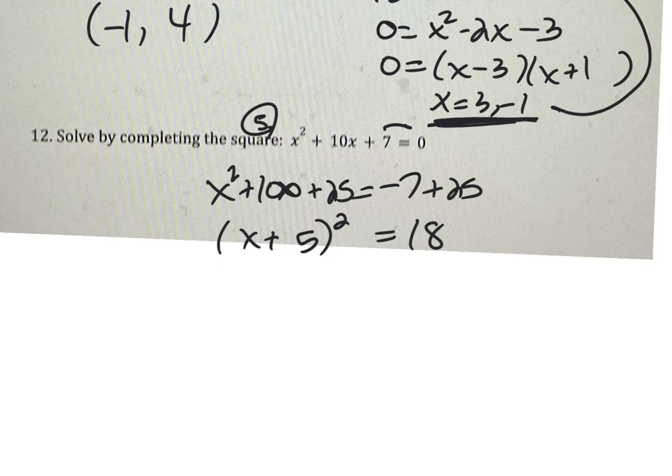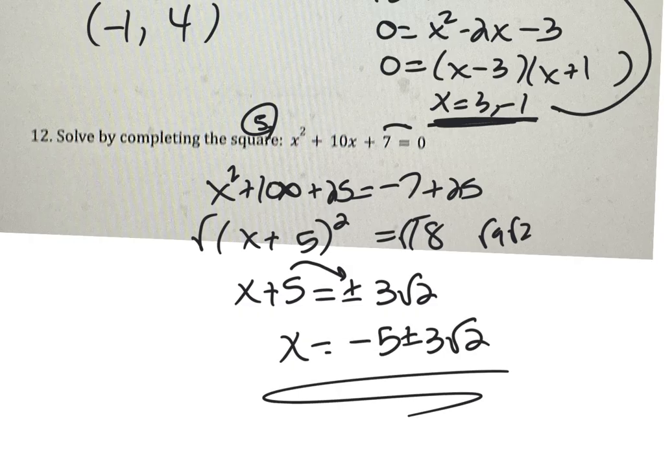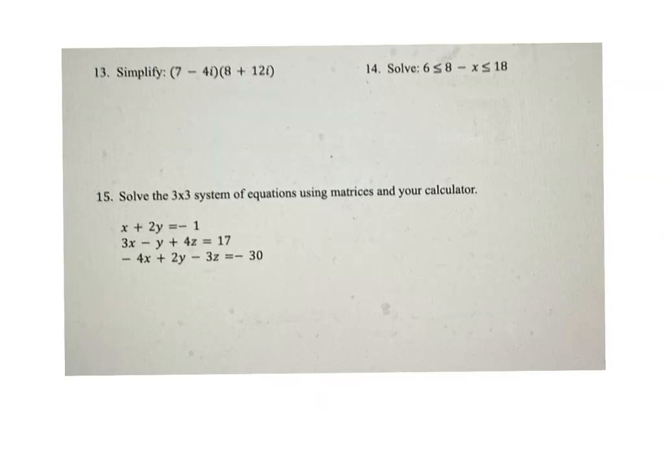Now I got to take the square root of both sides to get rid of the square. It gives me x plus 5. Over here, don't forget your plus or minus sign. You can break down 18 with a 9 and a 2. Square root of 9 is 3. That leaves me a 2. One more step and we're done. So take the 5, move it over. And if you move it over, it becomes negative 5 plus or minus 3 on 2. And there you go.